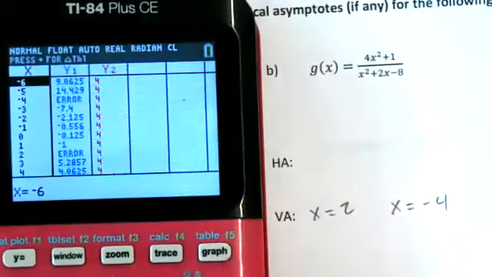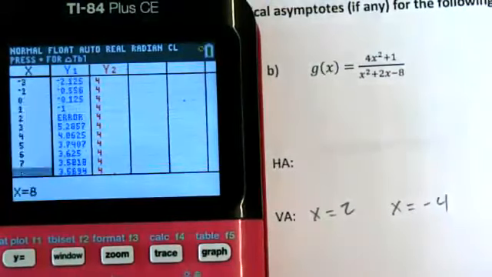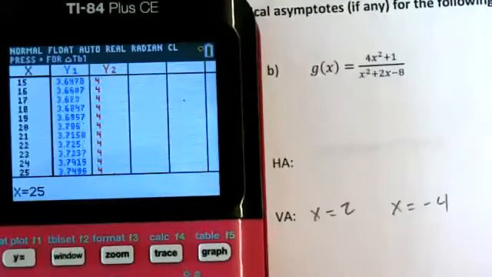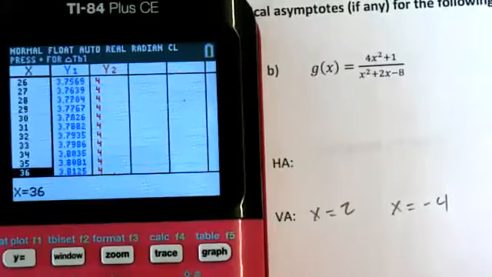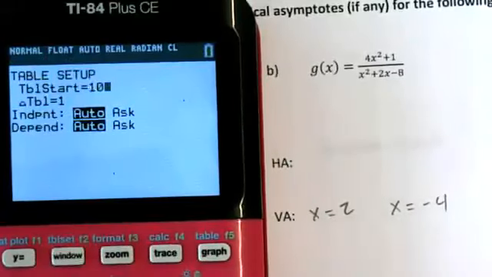All right, looking at the y values, so I want to go really high in the x value and see what we're tending towards. This is interesting because that's coming up. Is it gonna head towards 4? Tell you what, I'm gonna go to my table settings and have my table start at like 100.